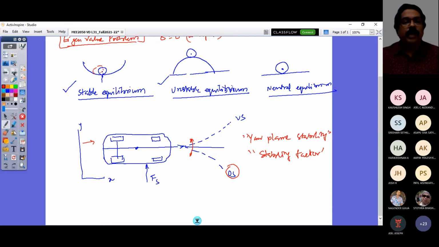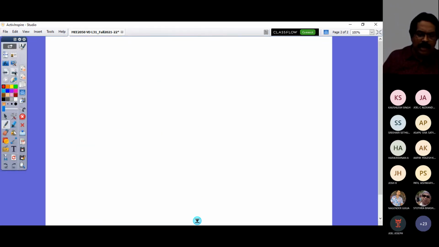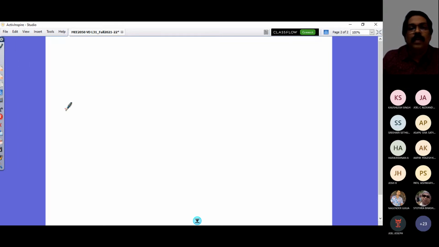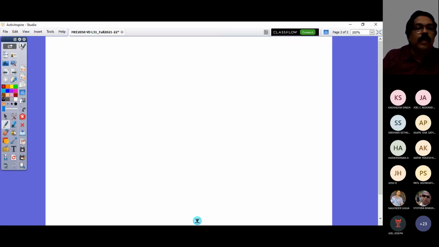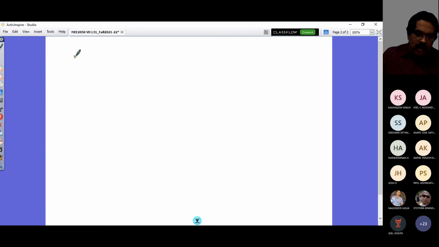So let me continue. Let us look at a general equation, a general expression to represent a system. In general, a system can be represented by a differential equation of nth order. So I can have my system as an nth order ordinary differential equation.